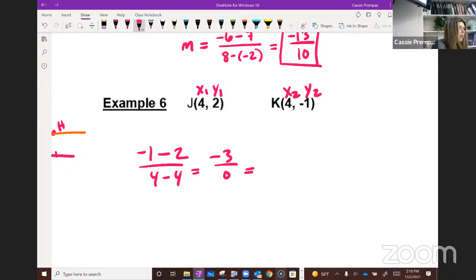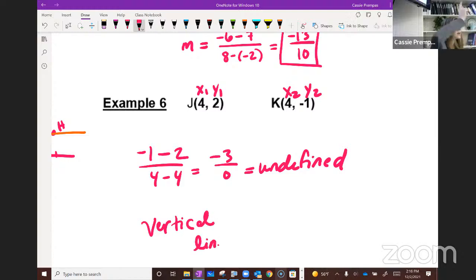What is that? What do we call that? We say undefined. And yes, this would be a vertical line. And if you're using Haley's language, you could say you can rise any amount, but you can't run any. So any number divided by 0 is undefined. So a vertical line.